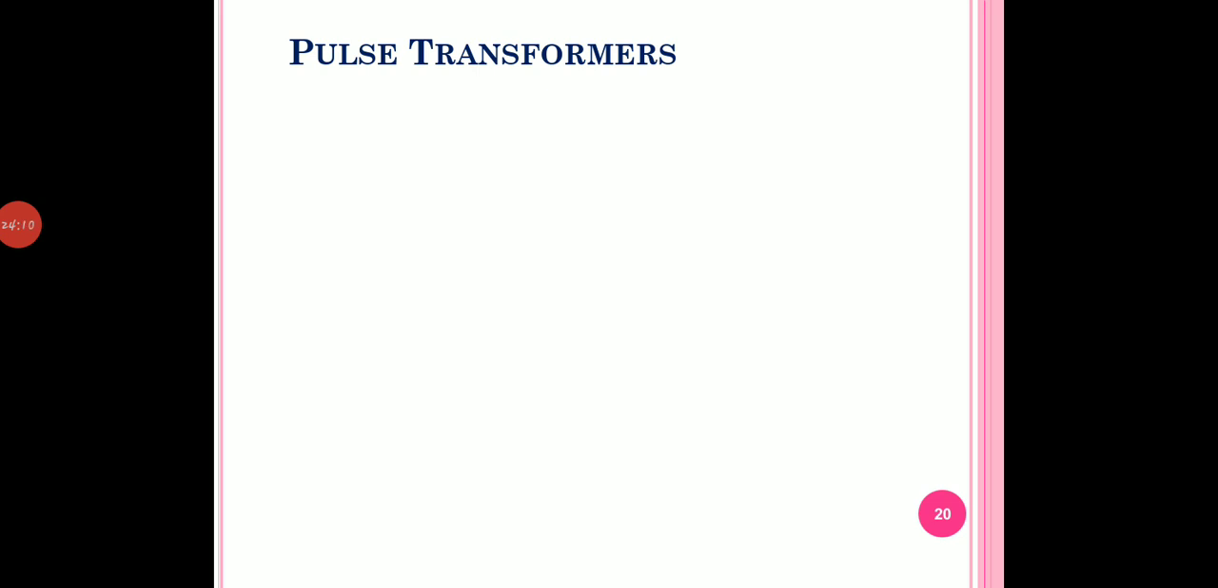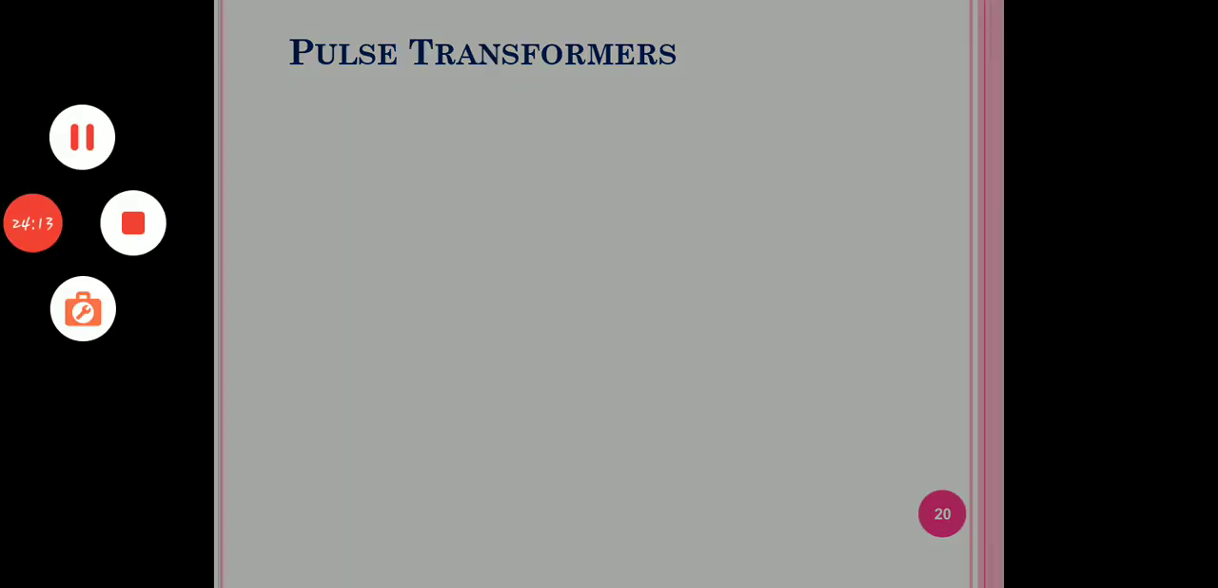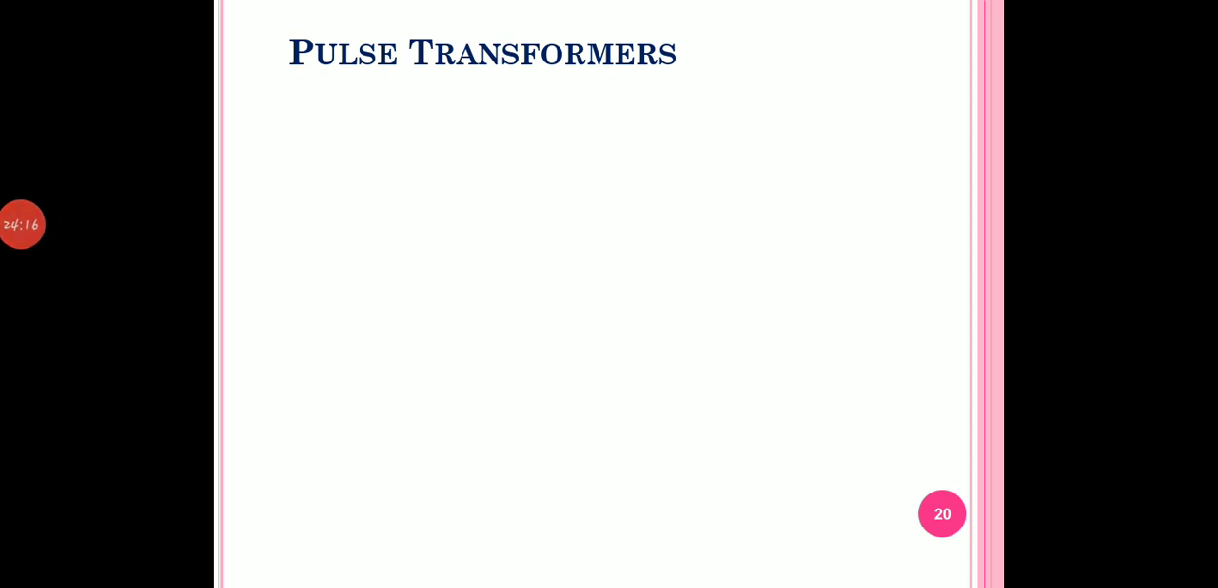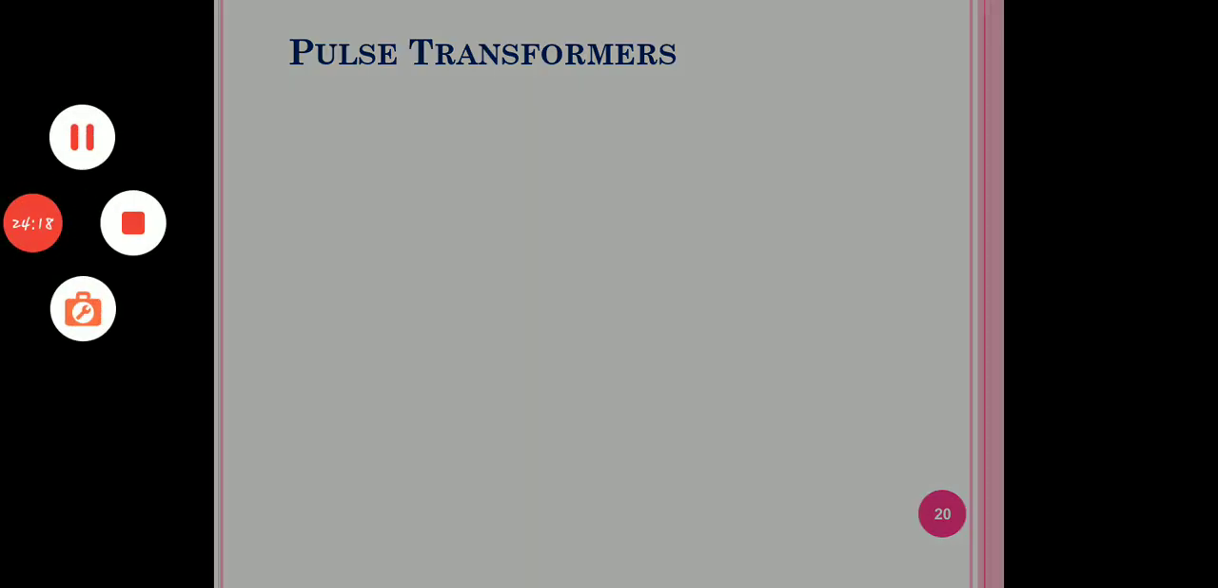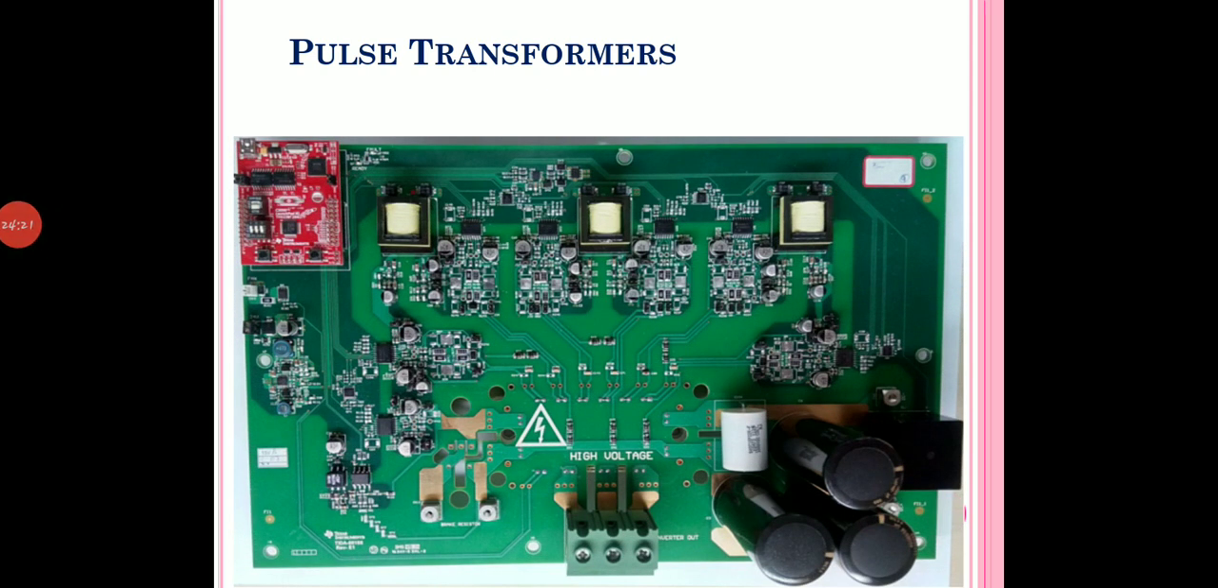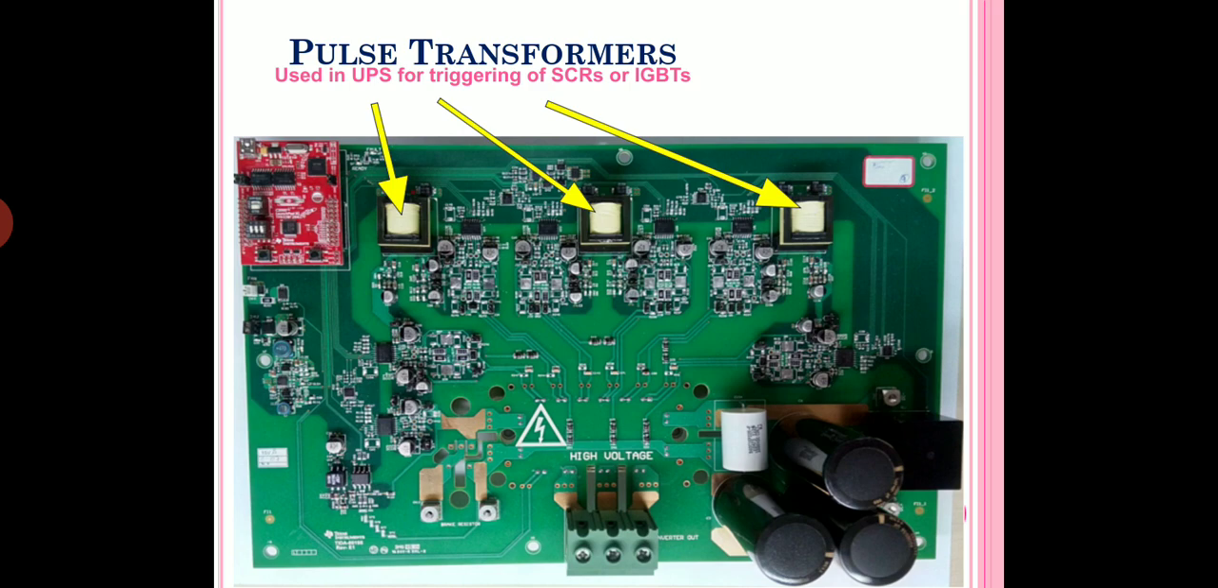Now we are actually trying to see a pulse transformer here. Let us see this pulse transformer. This is a UPS circuit working at very high voltage, and there are about 6 IGBTs, and these are the pulse transformers. Here they are used in the UPS for triggering of the SCRs or IGBTs, insulated gate bipolar transistors. They are the firing devices that are used in the UPS, and they all work for this.